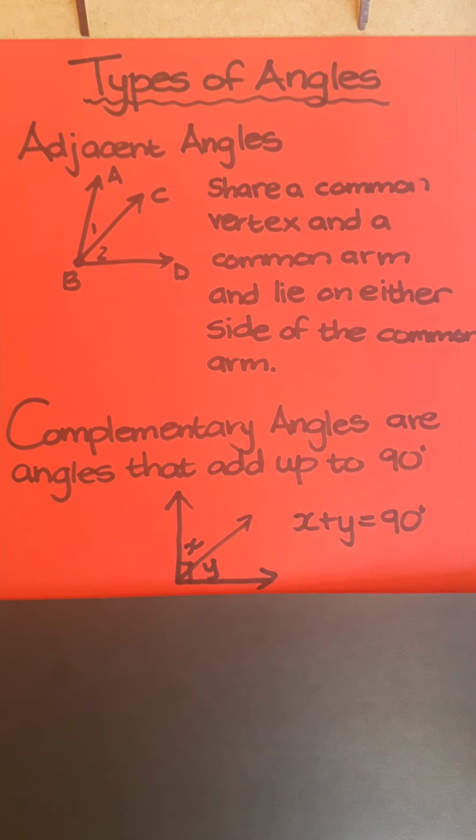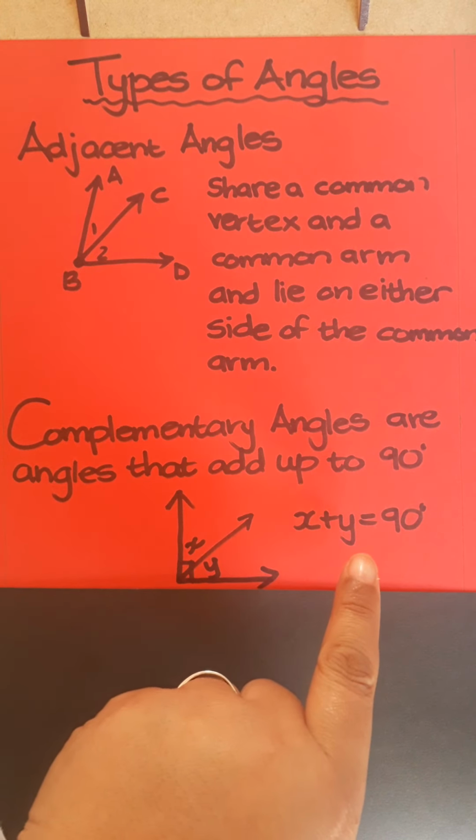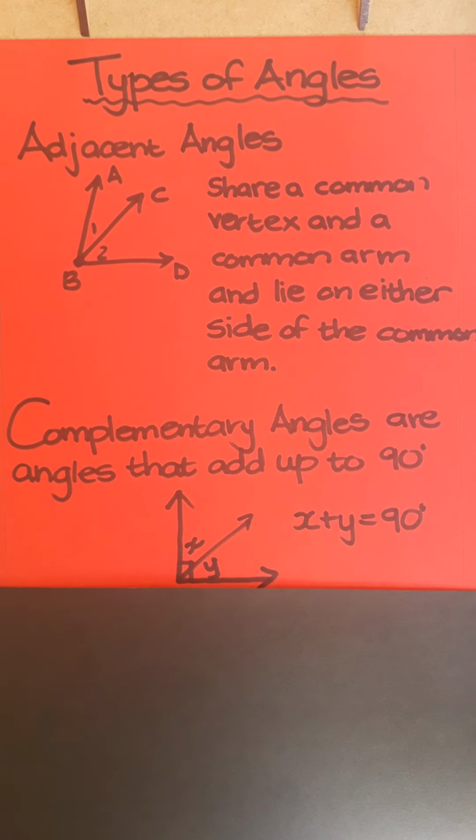Complementary angles are angles that add up to 90 degrees. So if I have a drawing like this, you'll notice that I have a 90-degree angle drawn, and that 90-degree angle is divided into X and Y. This means that X and Y are complementary angles because if I add X plus Y, I should get an answer of 90 degrees.